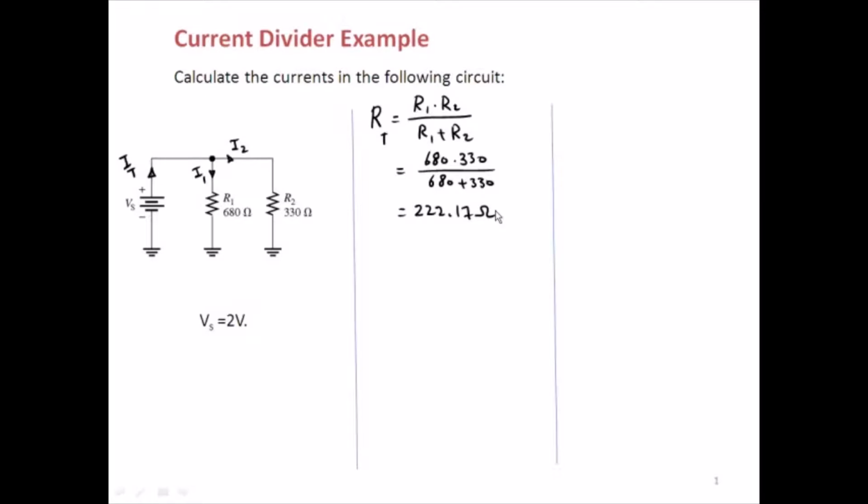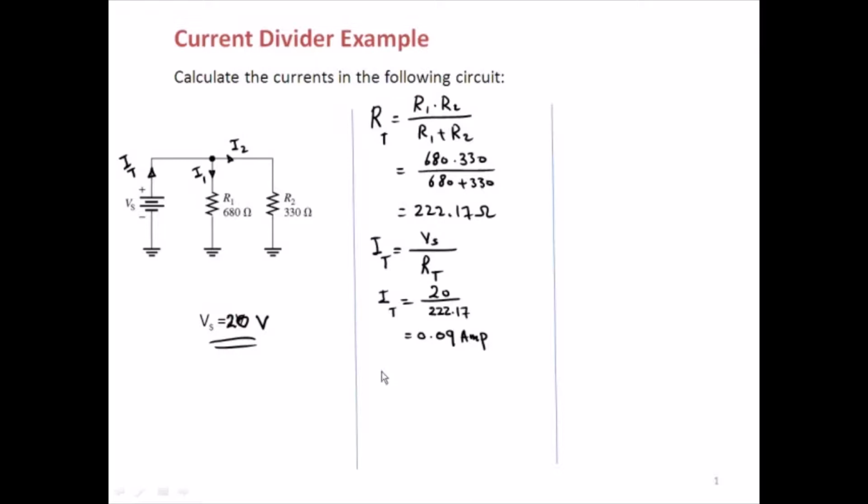Now, having calculated the total resistance for this circuit, we can calculate the total current for this circuit, and the total current is given by Ohm's law. I total equals the voltage supply over the R total. Voltage supply here should be 20 volts, and I total therefore is 20 volts over 222.17, and this gives me roughly 0.09 amps.